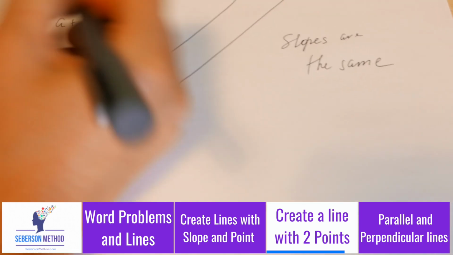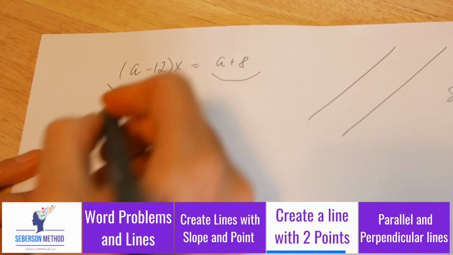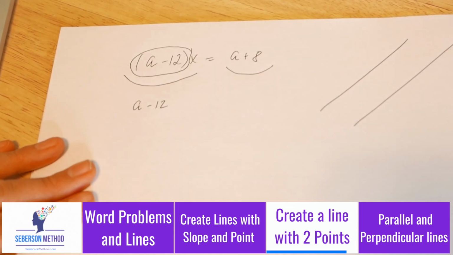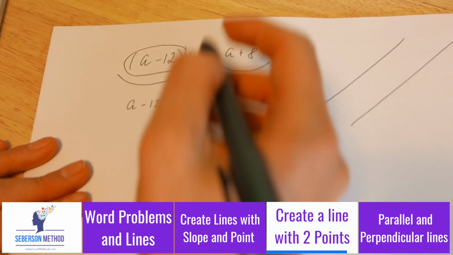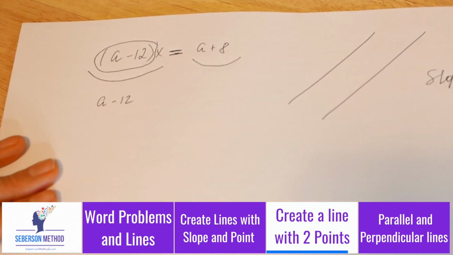What is the slope of this line? And then what is the slope of this line? The slope of the first line is A minus 12. This whole thingy is going to be a slope. What is the slope of this line on the right? If you said A, I want you to think again.